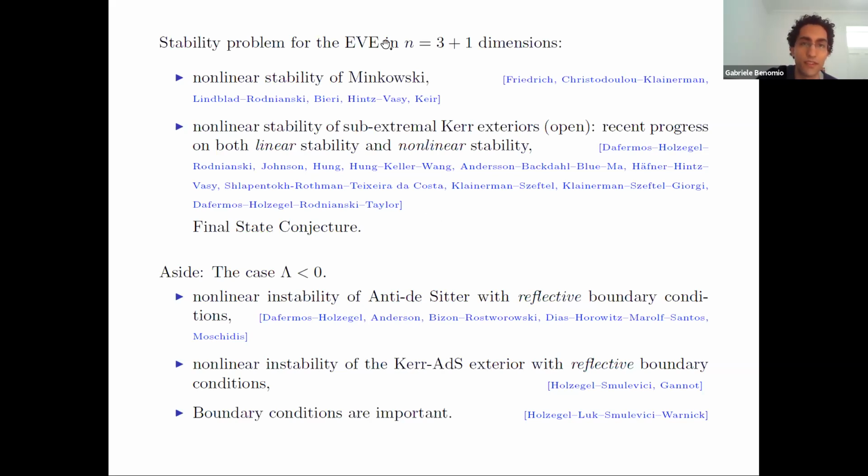So, the stability problem for the Einstein vacuum equations in 3+1 dimensions. The nonlinear stability of the trivial solution, namely Minkowski space, has been established by the celebrated work of Christodoulou and Klainerman, and still remains, from the mathematical point of view, a very active area of research. On the other hand, the nonlinear stability of the family of sub-extremal Kerr exteriors remains a mathematical conjecture. There has been a lot of recent progress on both the linear stability and nonlinear stability problem for Kerr.